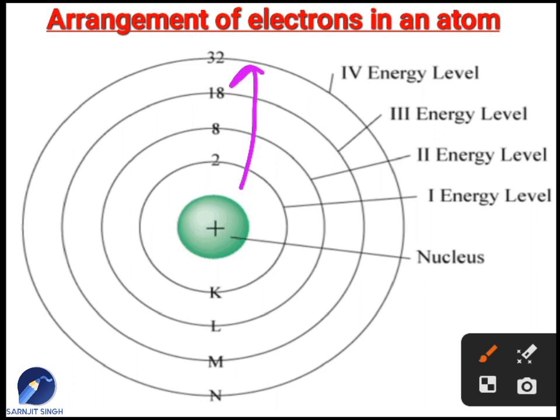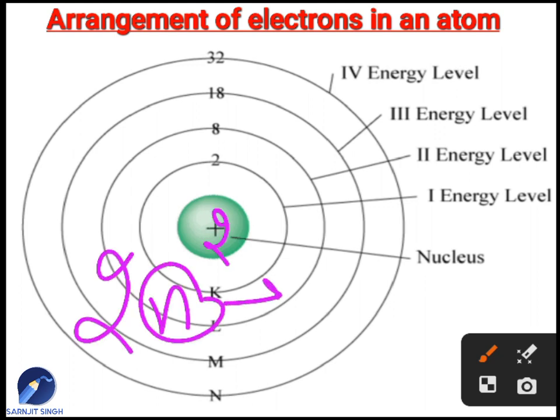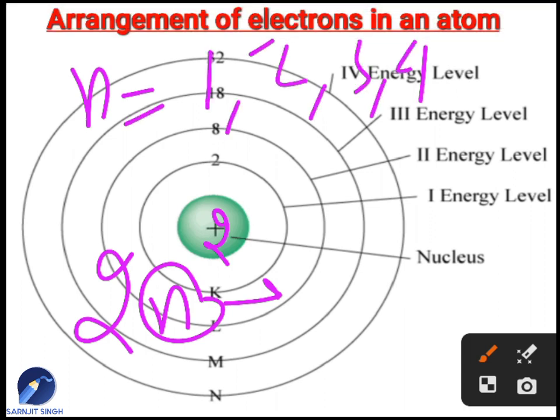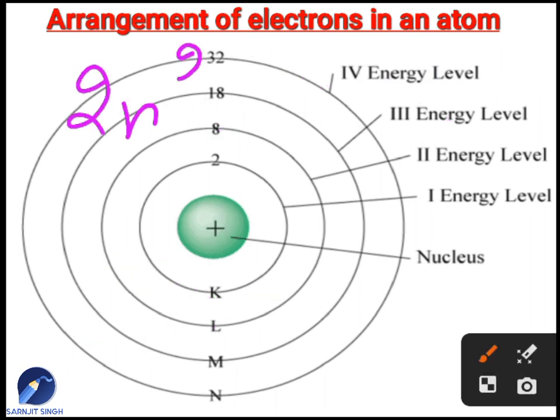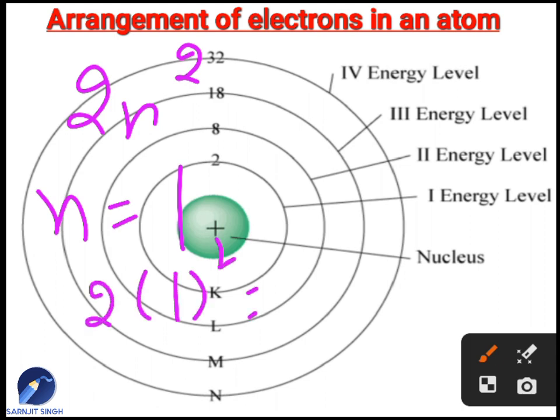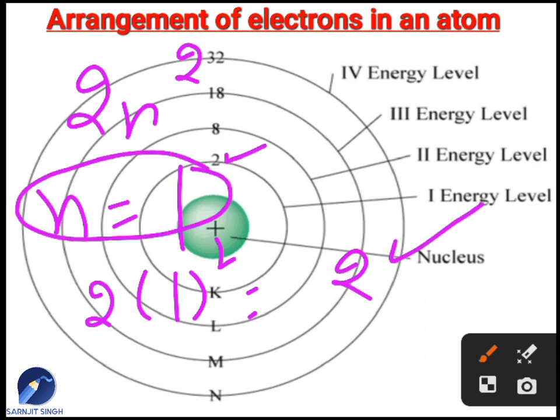Now the formula to find the maximum capacity of electrons is 2n squared. Here n is the energy level, so n is equal to 1, 2, 3, 4 and so on. n is 1 for the first energy level, 2 for the second energy level, 3 for the third, and 4 for the fourth. Suppose n is equal to 1. Then 2 into 1 squared is equal to 2. So for the first energy level, the maximum capacity is 2.